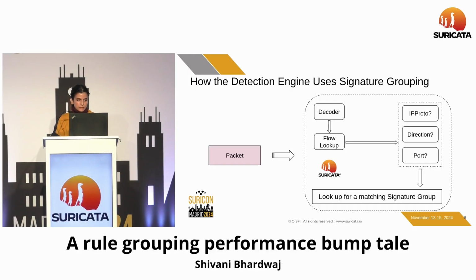So you would wonder how this is of use to the detection engine. So this is how the detection engine would be using signature grouping. A packet that comes in goes through the decoder. A flow lookup is performed against that packet. If that packet already has a flow, it'll use that flow signature group. Otherwise, it'll do a lookup based on the properties that I mentioned before. What is the IP proto? What is the direction? And what's the port?